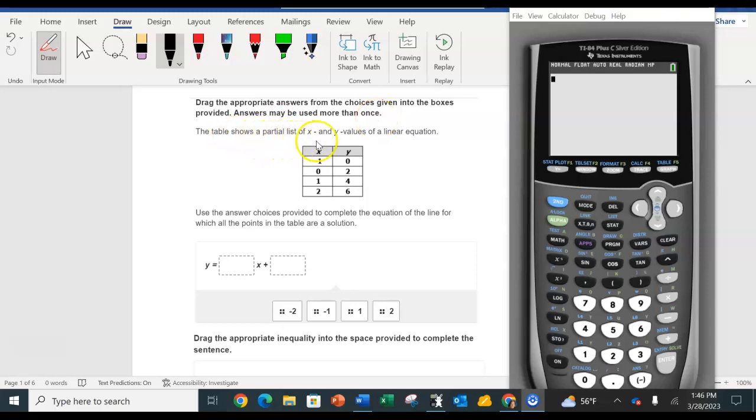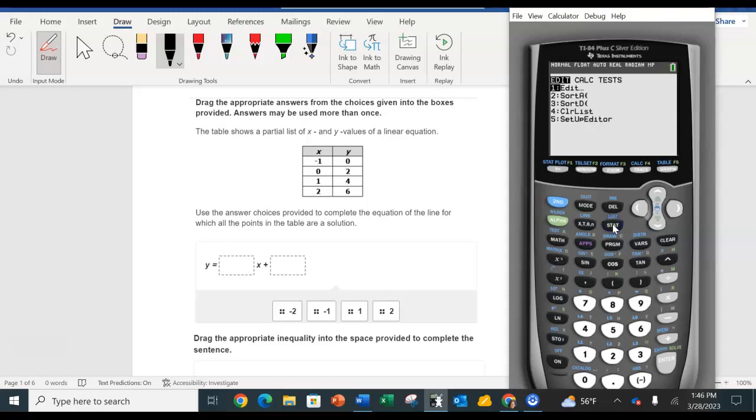The table shows a partial list of XY values of a linear equation. So it tells us it's linear, so we know it's going to be a line. Gives us the table, and it says use the answer choices provided to complete the equation of the line for which all the points in the table are solutions. So all of these points have to be included in the line. So the easiest way to do that is to go to your calculator and let it write an equation for you. So first you have to enter the table.